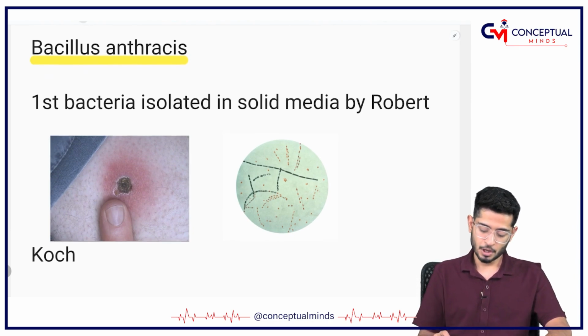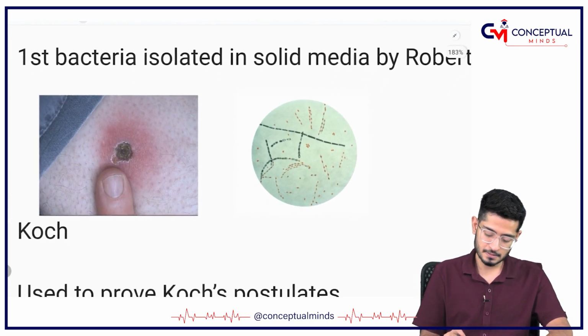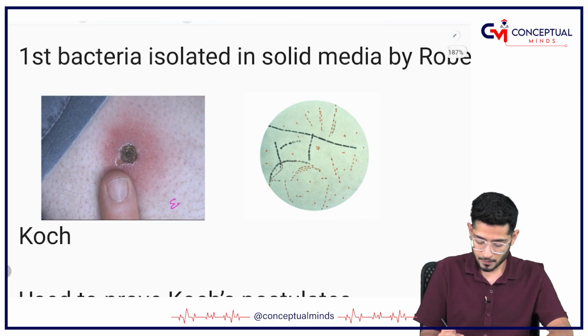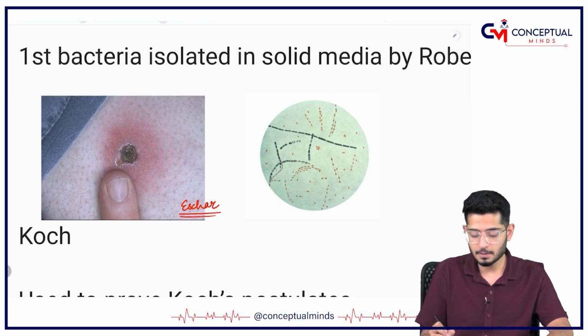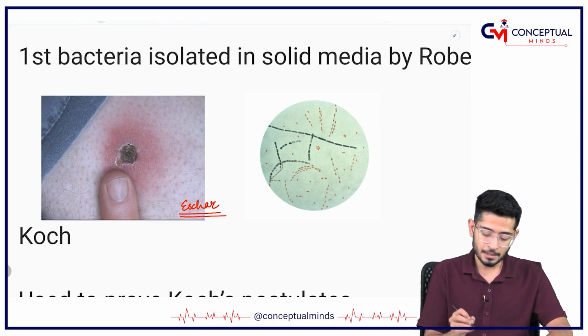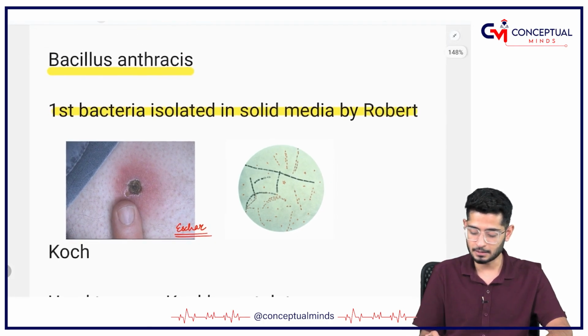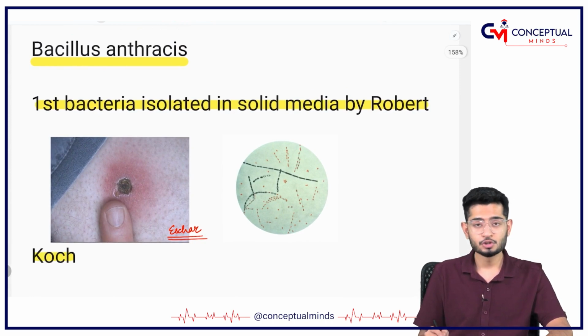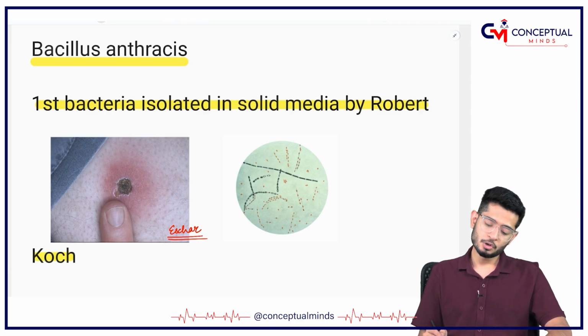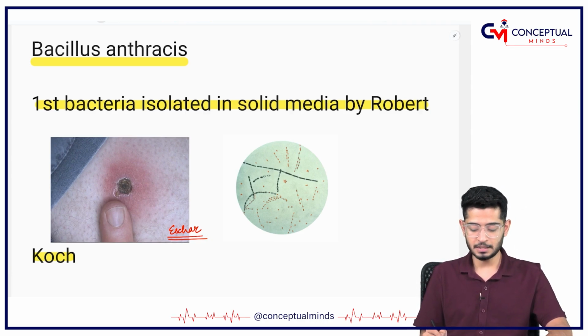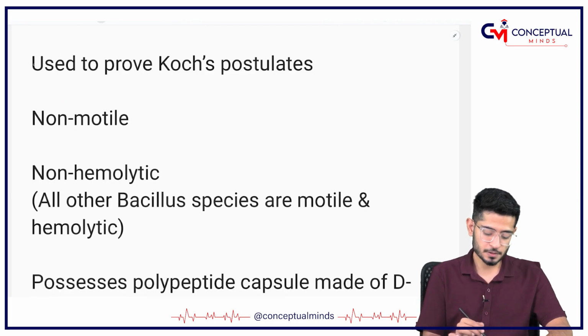My dear friends, Bacillus anthracis is responsible for causing a condition that is a skin manifestation. Bacillus anthracis was the first bacteria which was isolated in solid media by Robert Koch. So Robert Koch was the first scientist to isolate a solid-medium growing bacterium, and that was Bacillus anthracis. This was the one which was used to prove the Koch postulate.